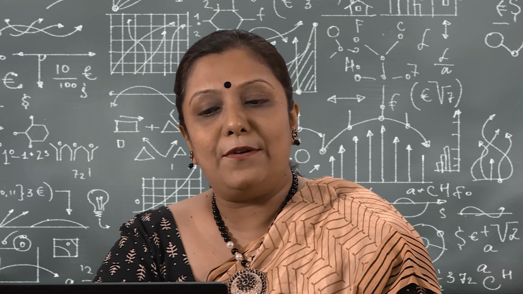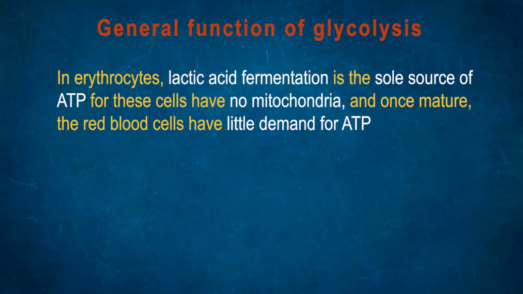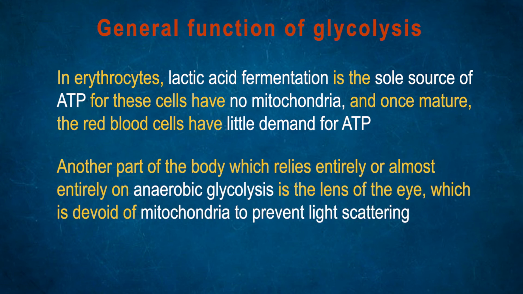So, general function. In erythrocytes, lactic acid fermentation from glucose is the sole source of ATP generation because they don't have mitochondria. But once matured, they have little need for ATP. Another part of the body which relies almost entirely on anaerobic glycolysis is the lens of the eye, which is devoid of mitochondria to prevent light scattering.